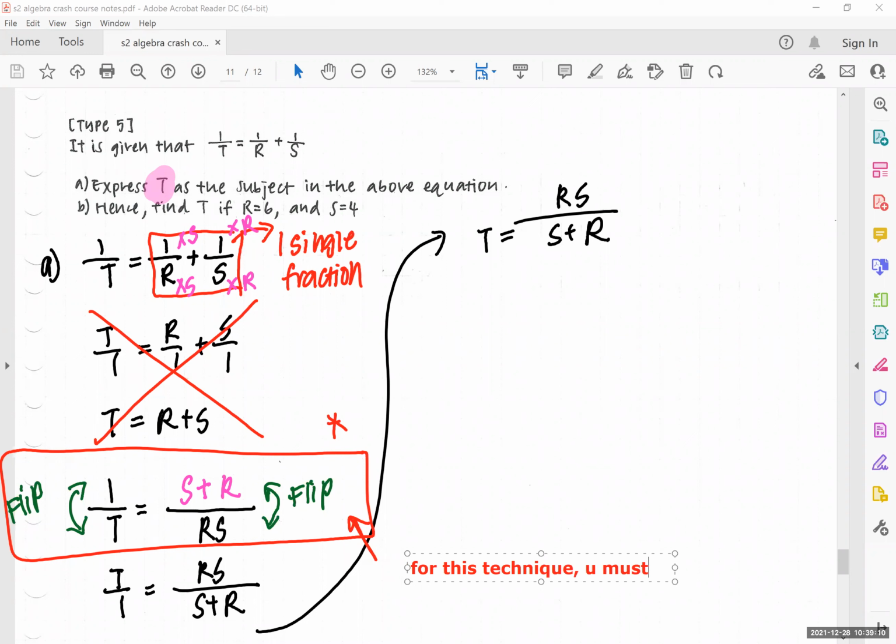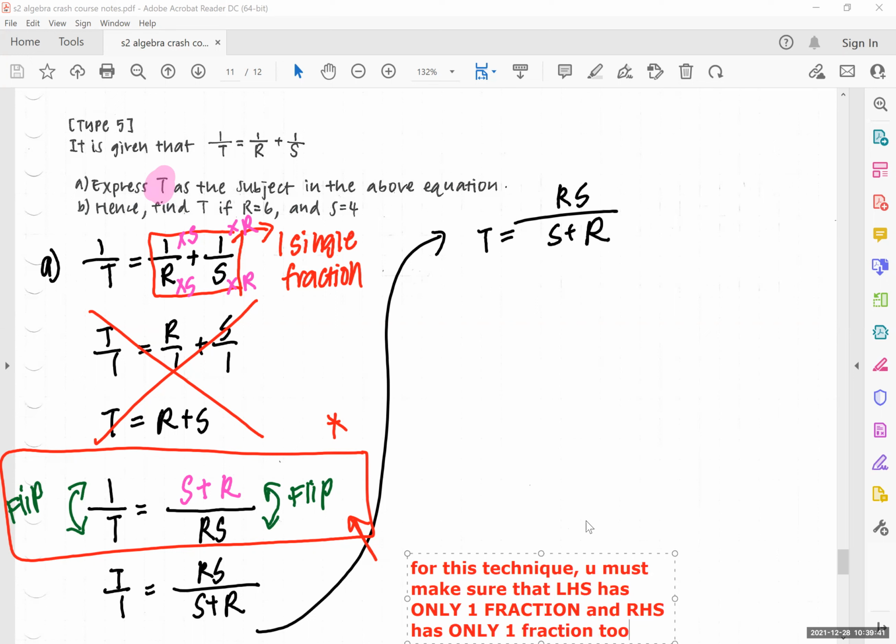For this technique, you must make sure that the left-hand side has only one fraction, and the right-hand side has only one fraction too. Then you can apply this technique. Otherwise, you cannot apply this technique. So can you see the one that I put in a cross?